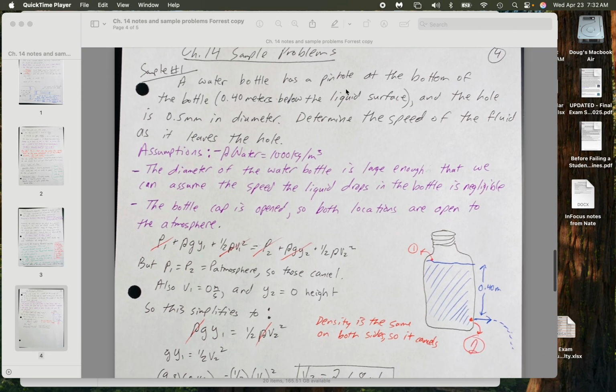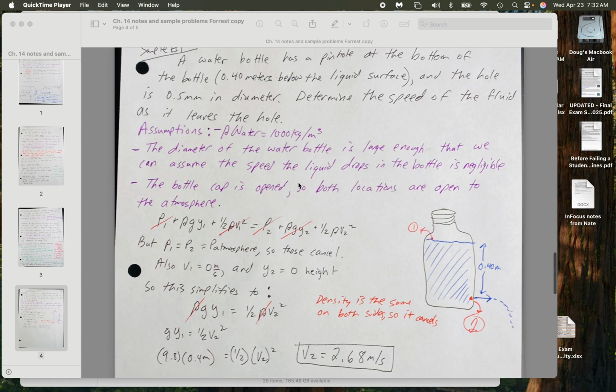Assume we have a water bottle. It has a pinhole at the bottom, 0.4 meters below the liquid surface, and the hole is 0.5 millimeters in diameter. Determine the speed of the fluid as it leaves the hole. I'm going to say that this is water, so our density of water is 1,000 kilograms per cubic meter. The diameter of the bottle is large enough that we can assume the speed at which the surface is dropping is very low. In other words, the hole is much smaller than the bottle. And honestly, when you look at the math, because it's a speed squared, a very small number squared approaches zero.